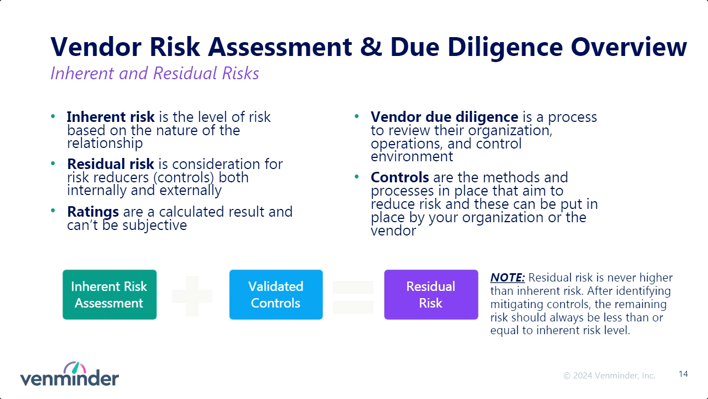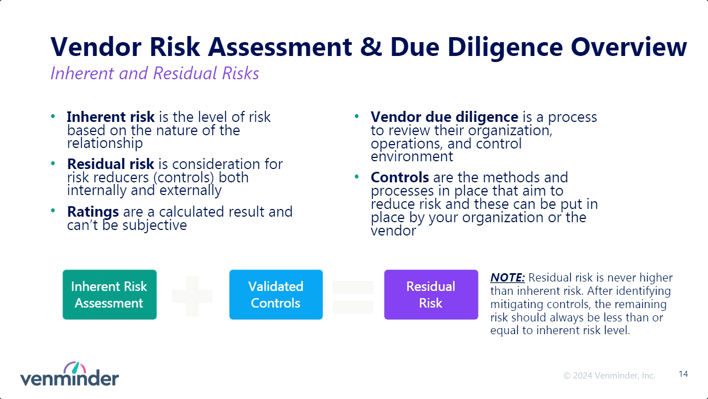This is the risk that's natural within the vendor relationship before you apply any controls. If a vendor is storing your customer's sensitive data, that would be an inherent risk that you need to identify without considering what types of practices the vendor has to protect that data. Residual risk is what's left over after internal and external controls are applied, and ratings are always a calculated result of different factors. In vendor risk assessments, you'll typically see an inherent risk rating and an overall vendor risk rating, which does consider those controls.